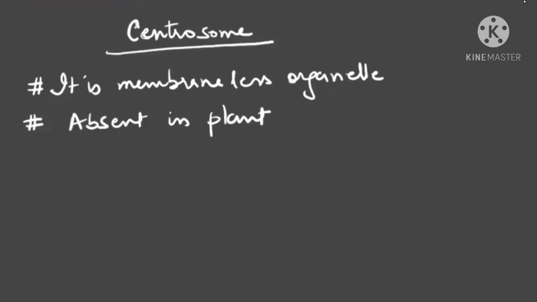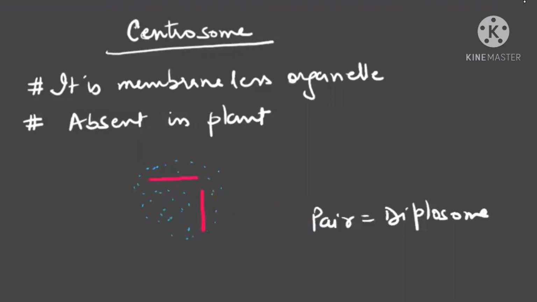Now see, these centrosomes, they contain two centrioles. So let me just try to explain you. This is one centriole present and this is the second centriole present. So this pair is known as diplosome. A pair of centriole is known as diplosome, and a cytoplasm which is present around it, which is having only centriole, this cytoplasm is known as centrosphere. Is it clear?